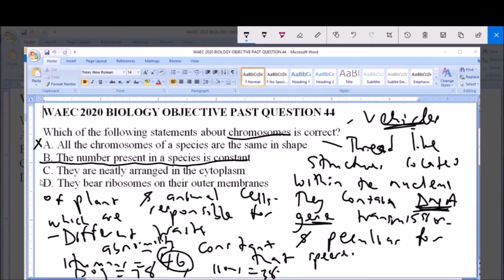Option C says neatly arranged in the cytoplasm, which is also incorrect, because we have established that chromosomes are contained within the nucleus and not the cytoplasm. Option D says they bear ribosomes on their outer membranes. This is also incorrect. So as we have rightly established, the number present in a species is constant is the correct answer to this question about chromosomes.